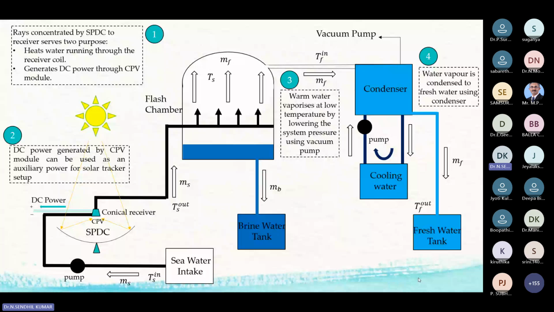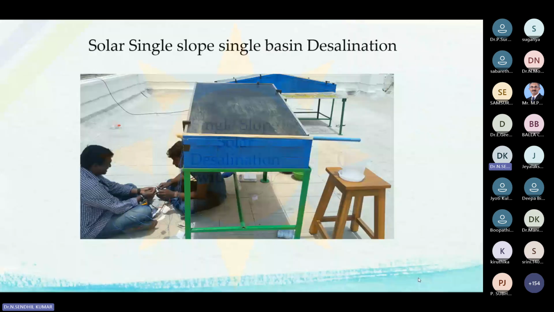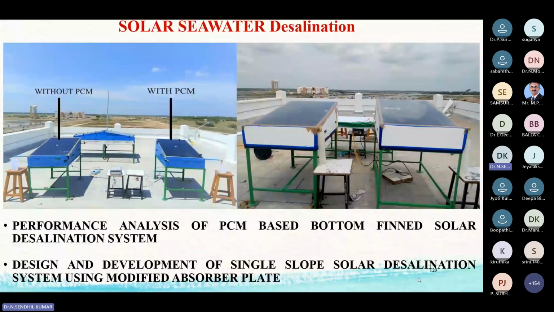So we want to convert solar to electrical energy with CPV. At the same time, heat also we want to produce. That heat will be used for converting seawater to drinking water. That is the concept. And for desalination, a single slope small setup is there. Here we have incorporated PCM, phase change materials, and at night time also it will convert seawater to drinking water, because in the morning it will absorb the energy and at night time it will utilize the energy. This is the phase change material setup for solar dryer and solar desalination.